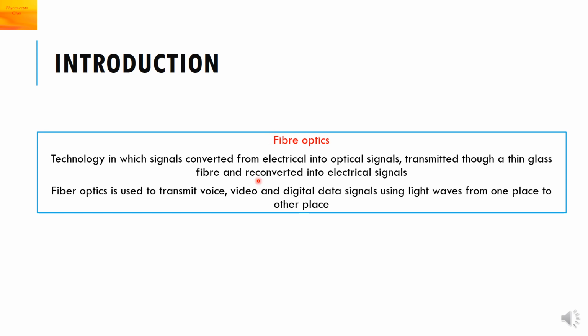Fiber optics is used to transmit voice data, video data, or digital data. This data is transmitted using light signals, and so fiber optics is a technology in which the data, which is an electrical signal, is converted into optical signals, and they are sent through a thin glass fiber, and again at the other end the light signal is reconverted into electrical signals.